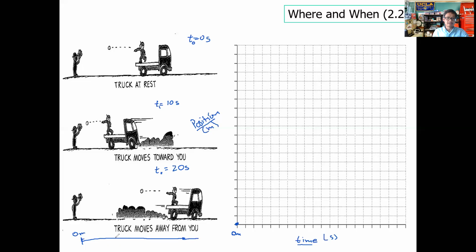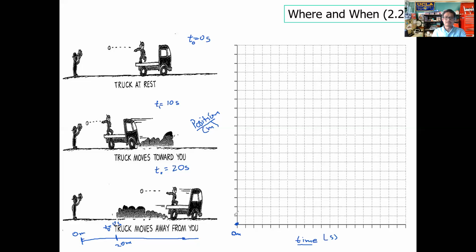So we will say then that the truck starts out here, and we'll just say arbitrarily he starts at a distance of, let's say, 20 meters away from the catcher. And that's going to be at T equals 0 seconds.